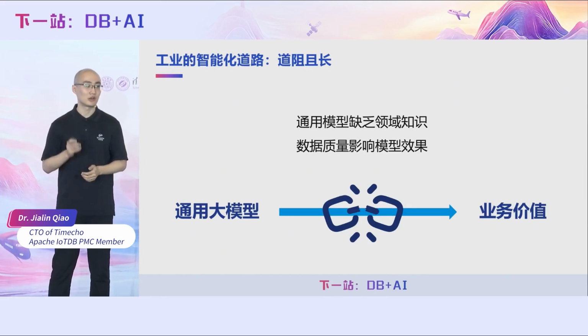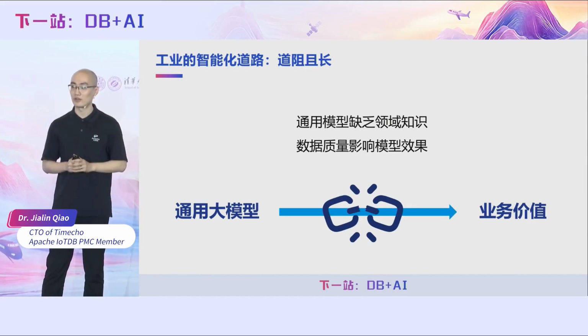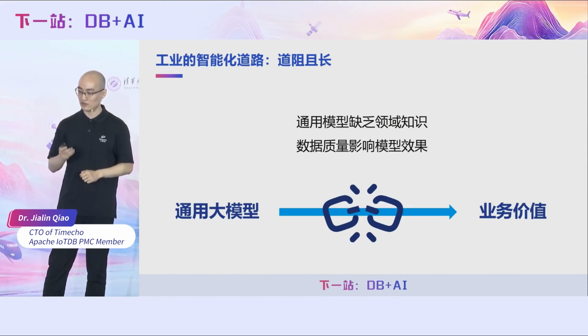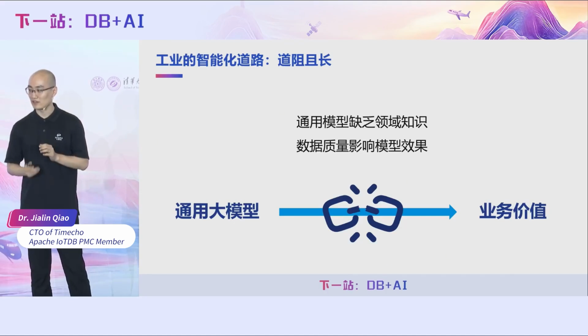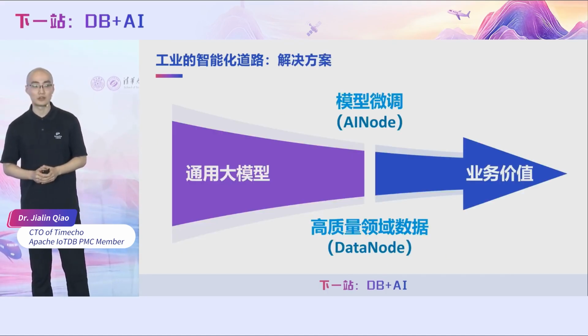These two factors are the biggest obstacles preventing us from applying intelligence to our industrial operations. So how do we address the shortcoming? That's the core of our solution. There are mainly two aspects here. The first is high-quality domain data.